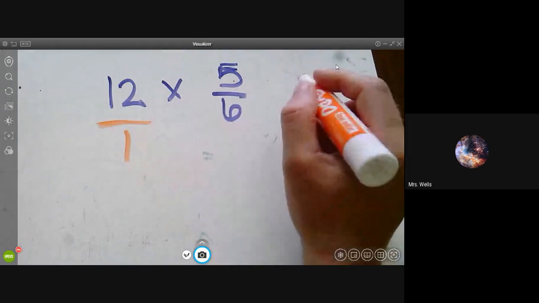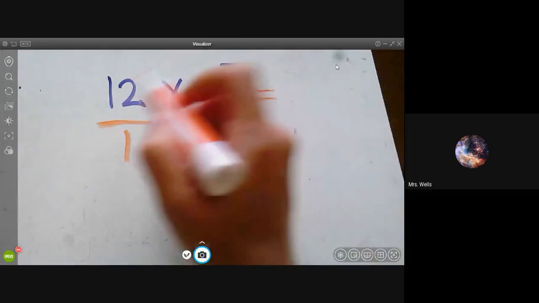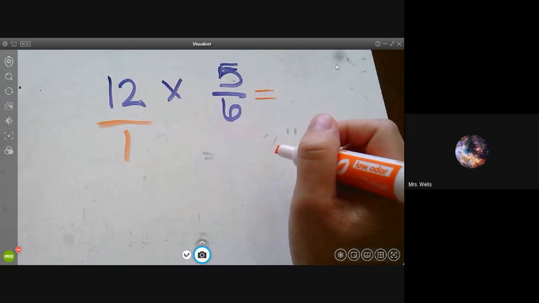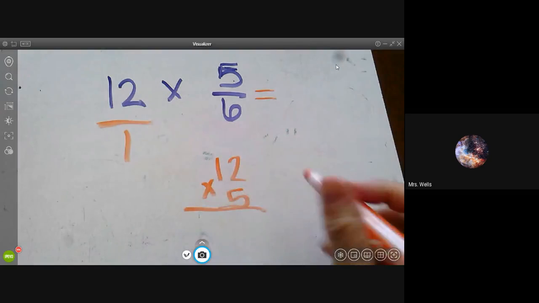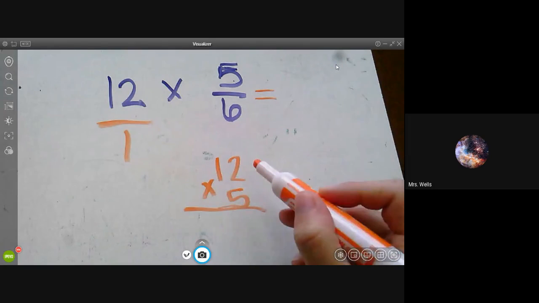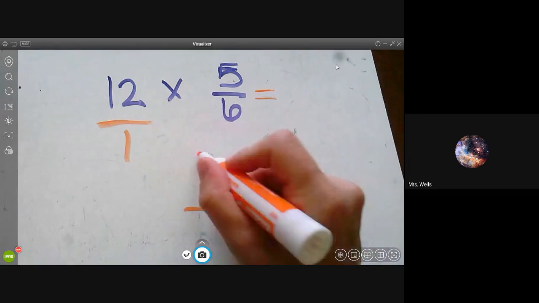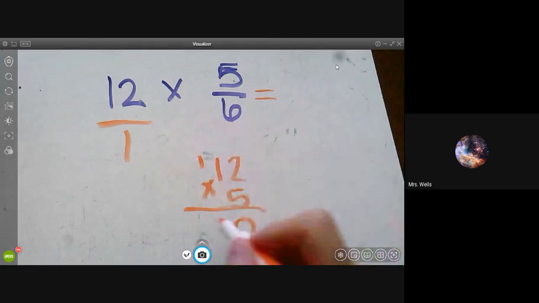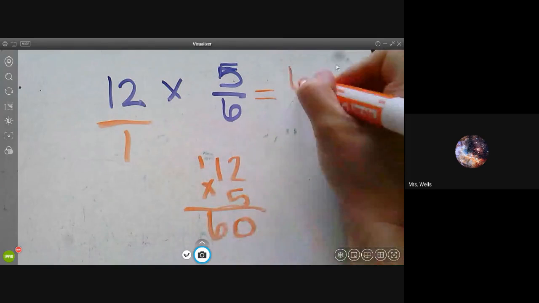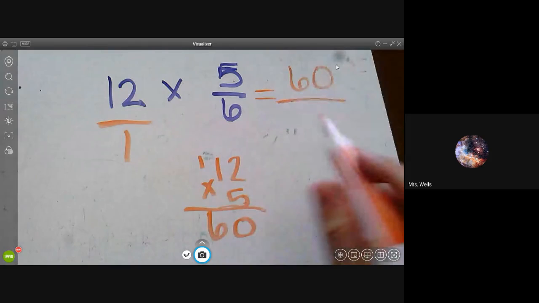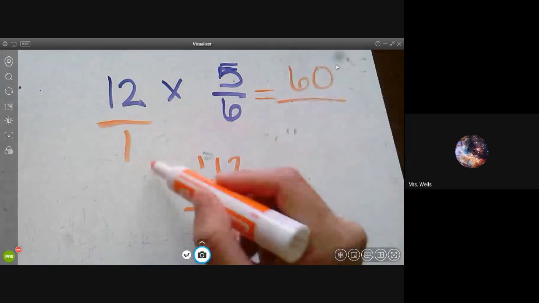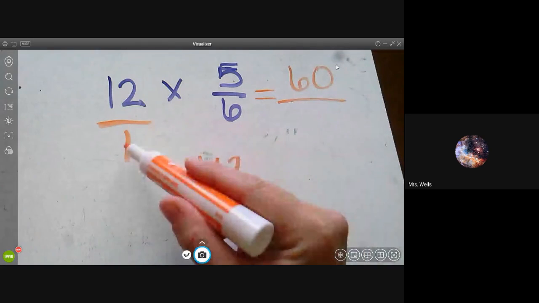Okay, so I do 12 times 5. Now, I know what 12 times 5 is, but I might have to also do this, and that's okay. This is part of showing your work. 5 times 2 is 10. 5 times 1 is 5, plus 1 is 6. So I get 60 as my numerator. Then I multiply across. I get 1 times 6, and that equals 6.